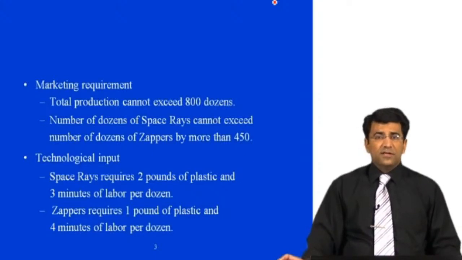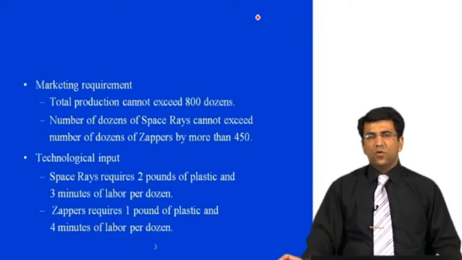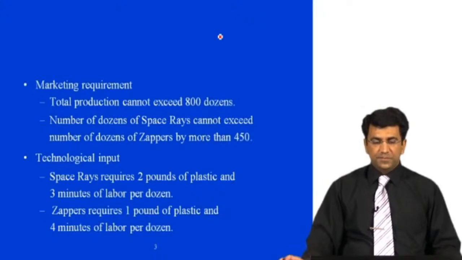It is very important, class, sometimes to be very careful about the units of measurement, because we should always have homogeneous units of measurement if we are formulating and identifying the different constraints. So keep in mind the units of measurement in case of profits as well as in case of constraints. The next marketing requirement is that the number of dozens of Space Rays cannot exceed the number of dozens of Zappers by more than 450.